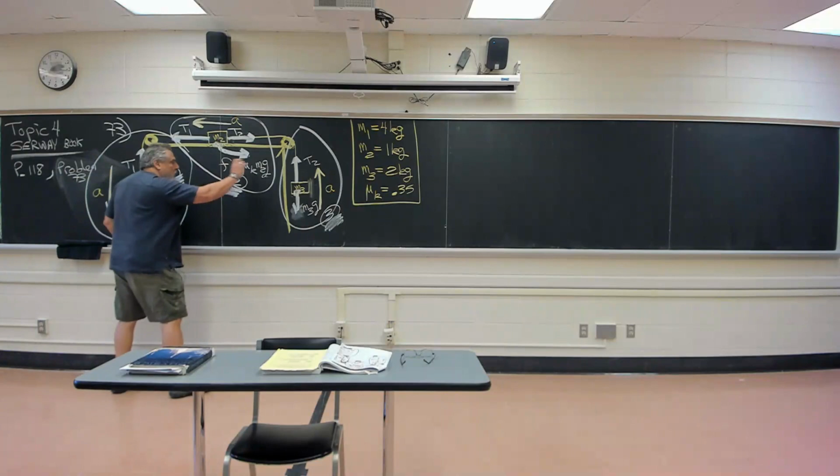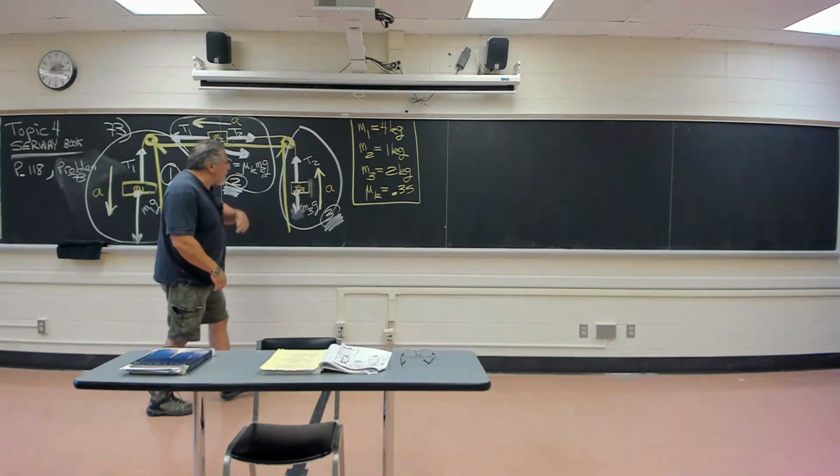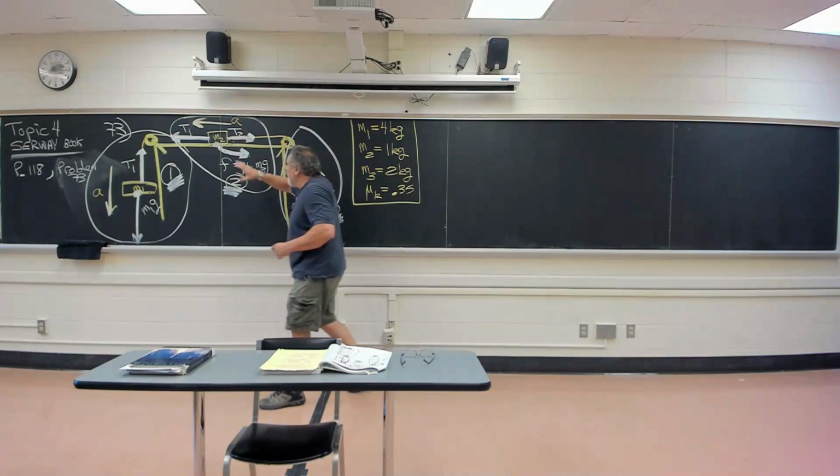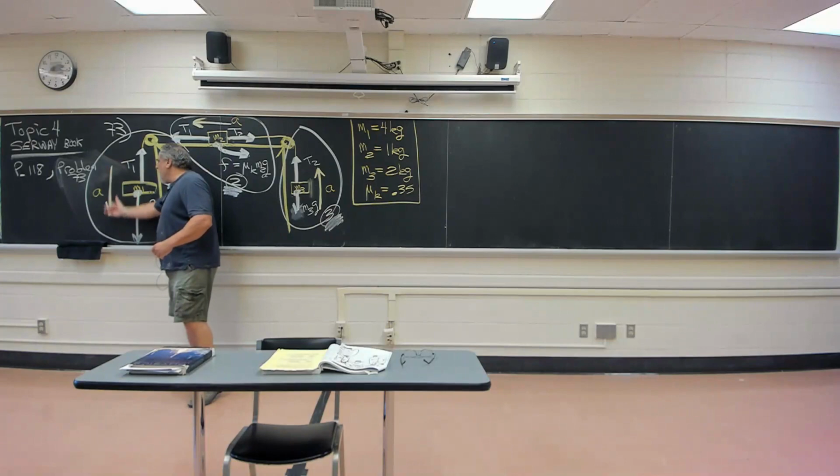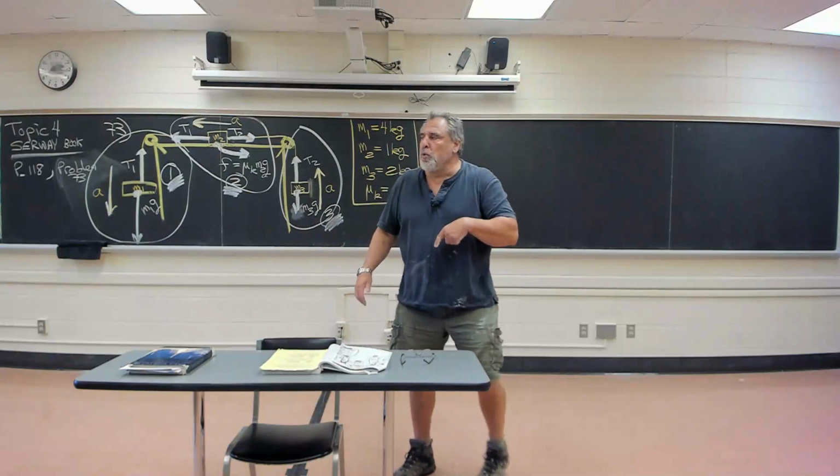You can treat them as their own separate universe, each one of them, 1, 2, 3, and say, okay, the tug of war is won by this one, upward acceleration. The tug of war is won by this one, to the left acceleration. The tug of war is won by this one, downward acceleration, and that is, as we had said, going to be going to the left.